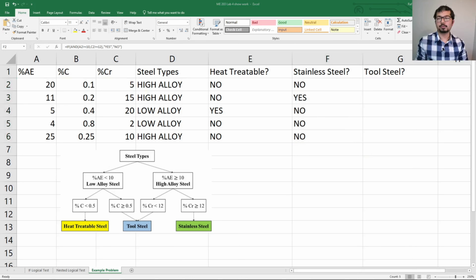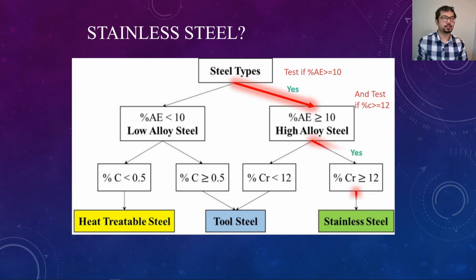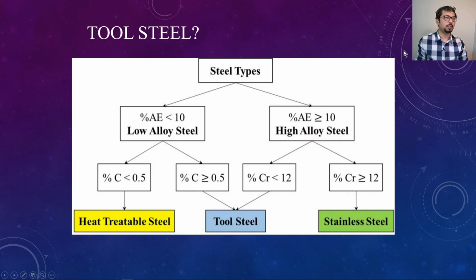So we just have the last one, which is the tool steel. So is it tool steel? So this is the tool steel. Now you can see there's this path that it can take to become a tool steel. So it can have AE less than 10, which is the low alloy, and the carbon content has to be greater than or equal to 0.5%. Then it will become a tool steel. If these two statements are true, then only this will become a tool steel.